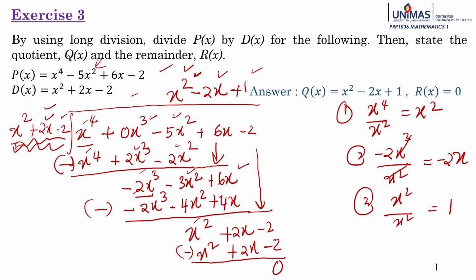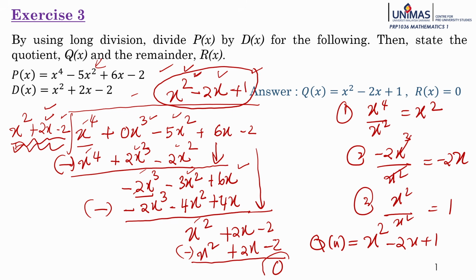So that's why our answer for Q(x) is x squared minus 2x plus 1. So Q(x) is x squared minus 2x plus 1, and then the remainder is 0 here. So R(x) equals 0.